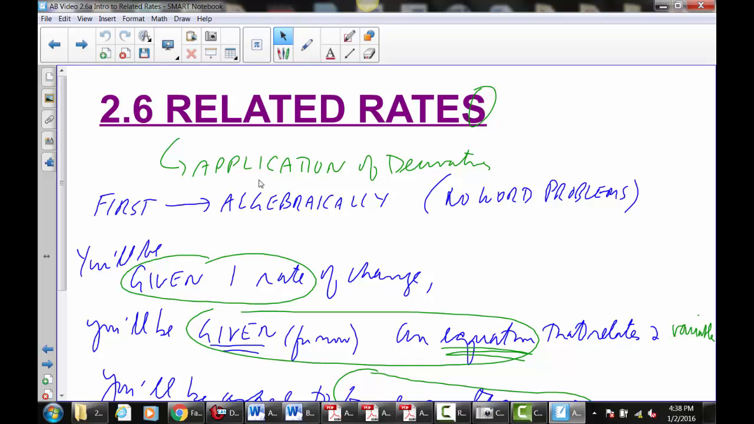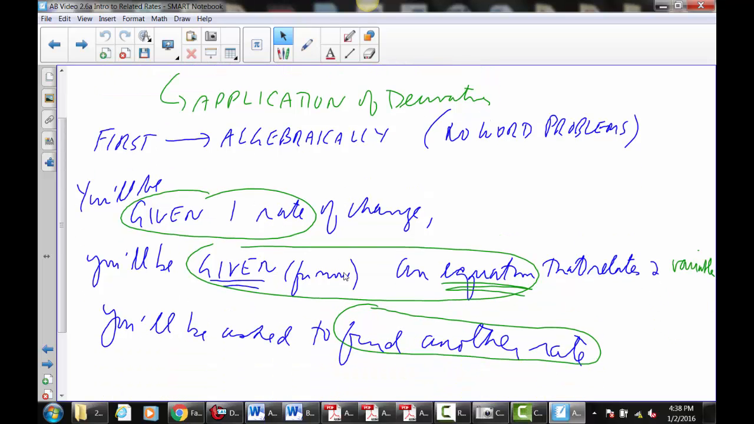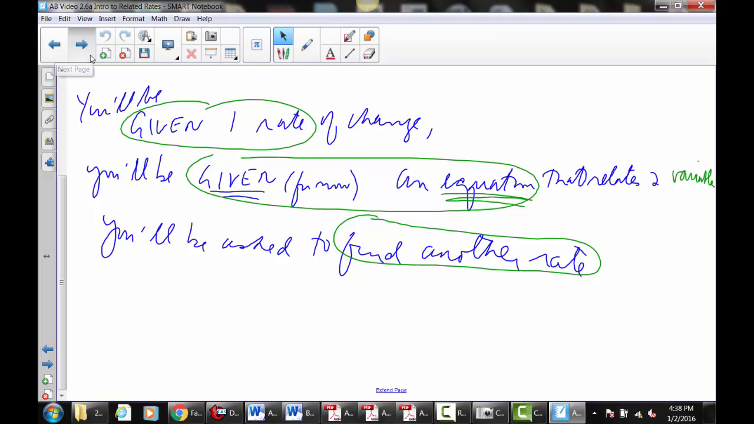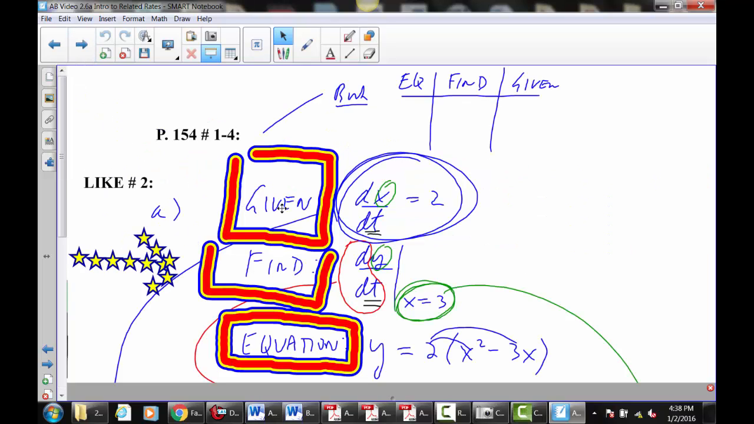The first type, first of all, it's an application of derivatives, and there will be two rates. You'll be given one rate and asked to find another. The first few will be algebraic. There won't be any word problems associated with it. They'll just give you a rate. You'll be given one rate of change. For now, you'll be given an equation that relates two variables, and you'll be asked to find another rate of change. So here's an example.